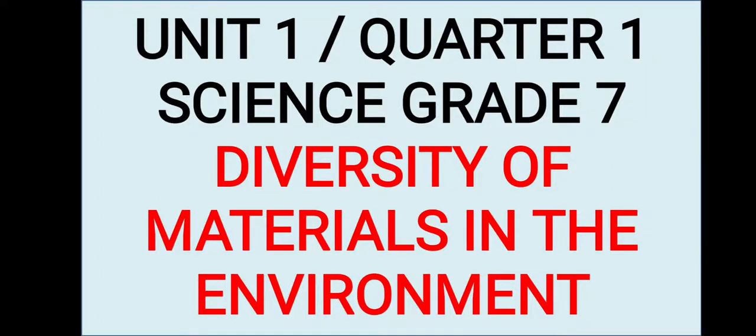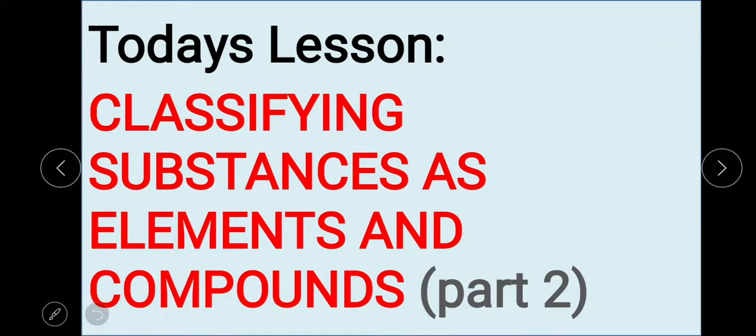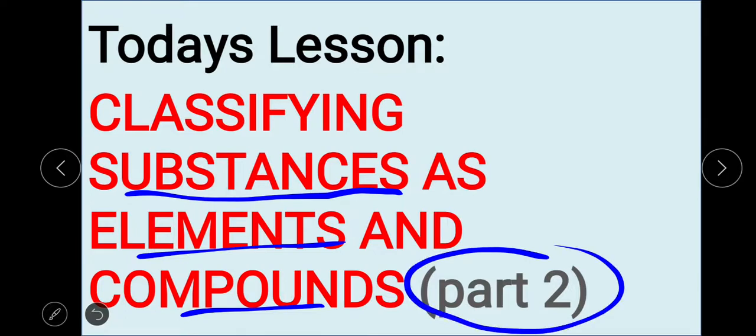We are now in part 2 of our lesson, diversity of materials in the environment. In this lesson, we are still discussing substances as elements and compounds, part 2. Meaning to say, I am going to share with you about substances as elements and compounds, but in another story. I'm going to tell you another story this time about elements and compounds.